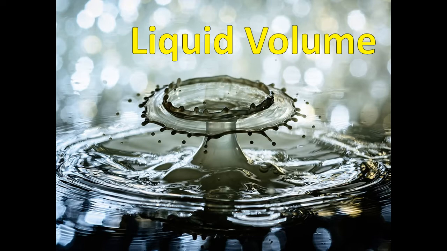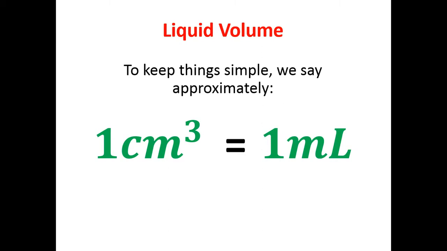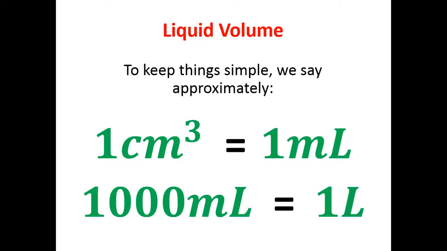In this video we're going to explore liquid volume. Liquid volume is a measure of how much liquid would fit inside a three-dimensional shape. It's measured in millilitres, which has the unit ml, or litres, which has the unit L. To keep things simple, we basically say 1 centimetre cubed is equal to 1 millilitre of liquid. So a small cube that's 1 centimetre long, 1 centimetre high and 1 centimetre deep will hold 1 millilitre of liquid. Also remember that 1,000 millilitres is equivalent to 1 litre.